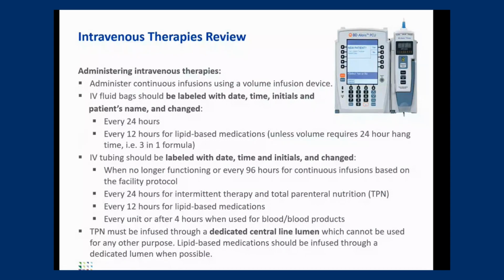So you're going to change those IV tubings every 96 hours for continuous drips, every 24 hours if it's TPN or an intermittent therapy, and then every 12 hours again for lipid-based medications. If it's blood, we're going to change that with every unit. And then just another tidbit, TPN must be infused through a dedicated central line lumen. So once you use that lumen for TPN, you're not going to use it for anything else. The same with the lipid-based medications, you're going to try to get a dedicated lumen for that.